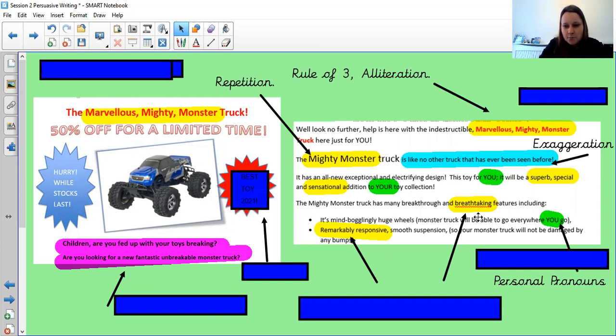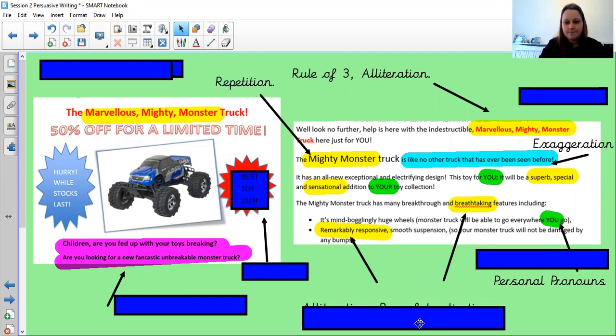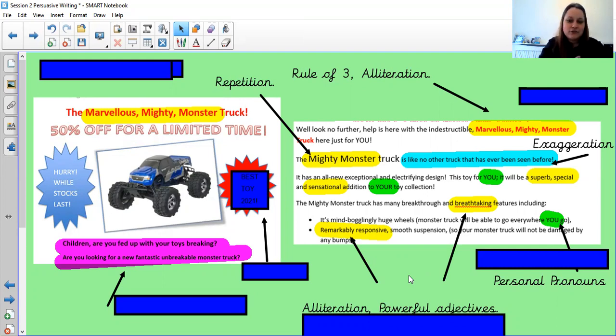Okay, let's have a look at this one. Breathtaking and remarkably responsive. Why are those words persuasive? Well, we've got some alliteration there again, remarkably responsive. Both words start with the same letter, an R, but also we've got some powerful adjectives. We're not just saying that the mighty monster truck has many features, we're saying that those features are breathtaking. So again, it's just really highlighting how good this truck is. It's persuading us to buy it by using those powerful adjectives.